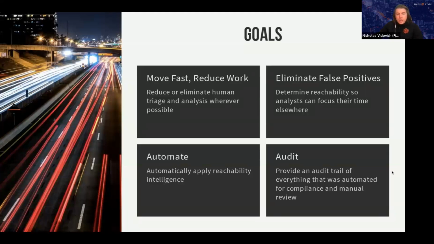So our goals overall as a company and with our AI strategy are for us to move fast, for our customers to be able to move fast, and ultimately reduce the work. So every time a vulnerability is reported, if a person has to go and triage that vulnerability to understand the severity and understand what they should do about it, that represents some amount of work, some amount of cognitive overhead for them to have to think about different problems. And ultimately, we want to make that process faster because, again, as I'm going to show, there is a lot of this information. So what we want to do is eliminate any false positives.